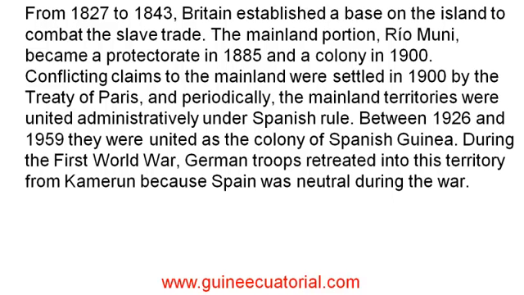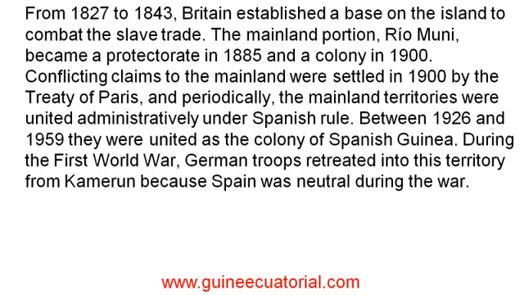The mainland portion, Rio Muni, became a protectorate in 1885 and a colony in 1900. Conflicting claims to the mainland were settled in 1900 by the Treaty of Paris, and periodically, the mainland territories were united administratively under Spanish rule. Between 1926 and 1959 they were united as the colony of Spanish Guinea.